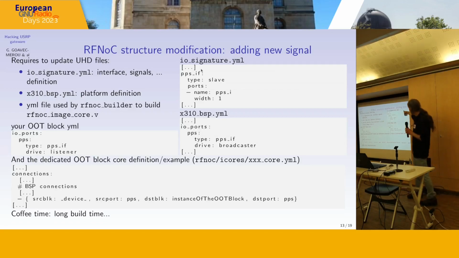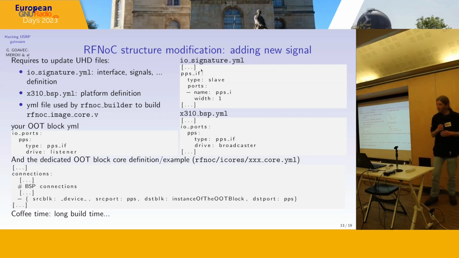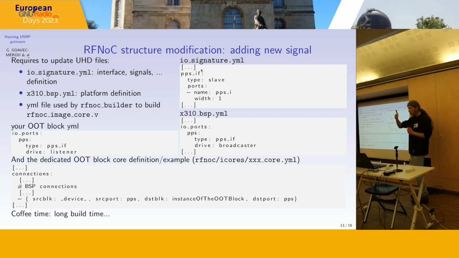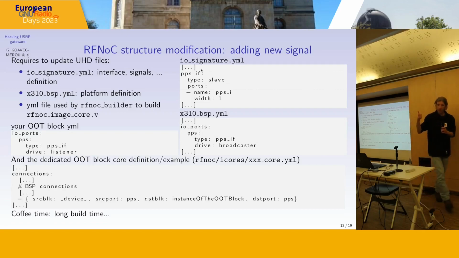In fact, the first one I have updated by adding a PPS interface with a type slave, because master and slave, as shown earlier, is the direction of the signal, and with one signal, PPS underscore I, limited to 1 bit.